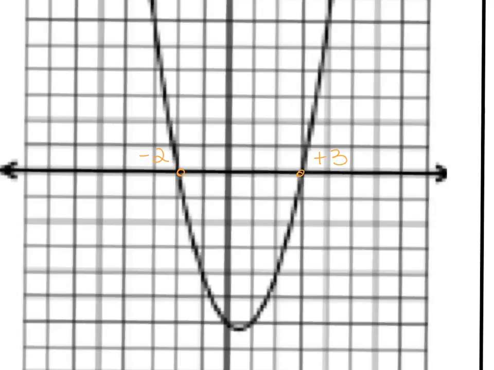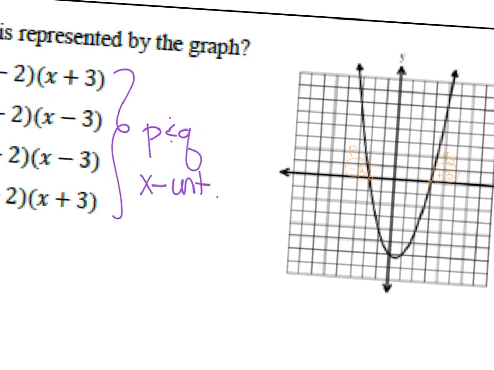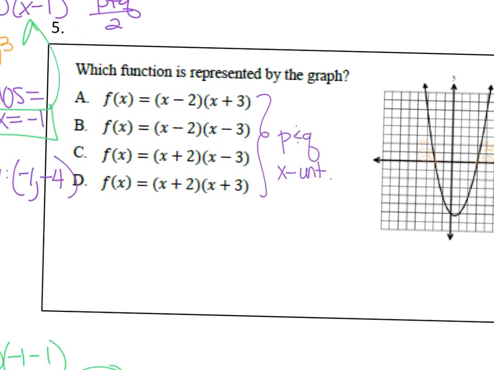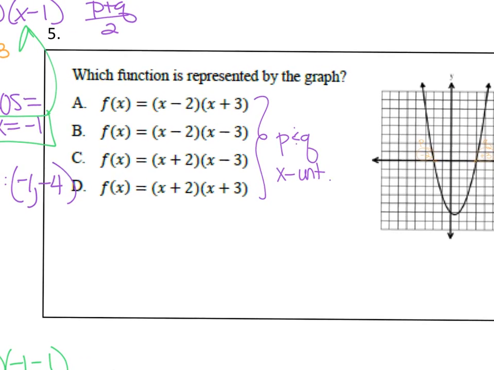So I should be looking for a p that's a negative 2 and a q that's a negative 3, or vice versa. So if we're looking at our A, B, C, and D, well, negative 2, that's going to be the opposite. So that means it's going to be a positive 2, meaning A and B are out. And then a positive 3, that's going to be the opposite, which means it's going to be a negative 3. And the only one with the negative 3 is C. So that will be your answer.